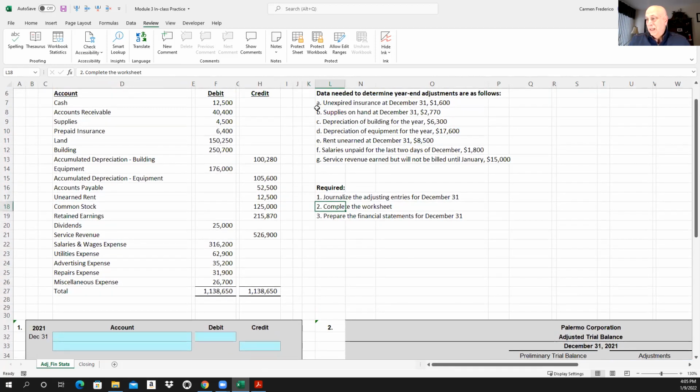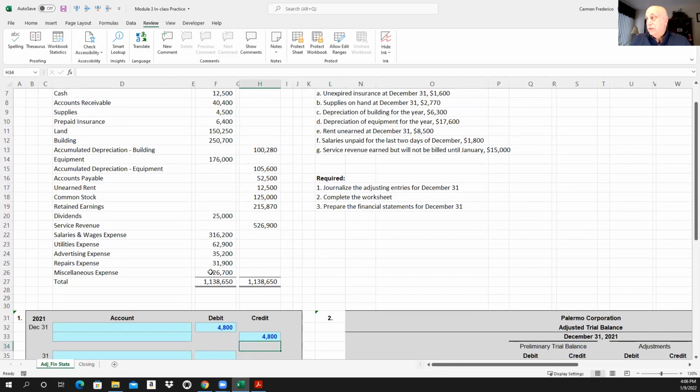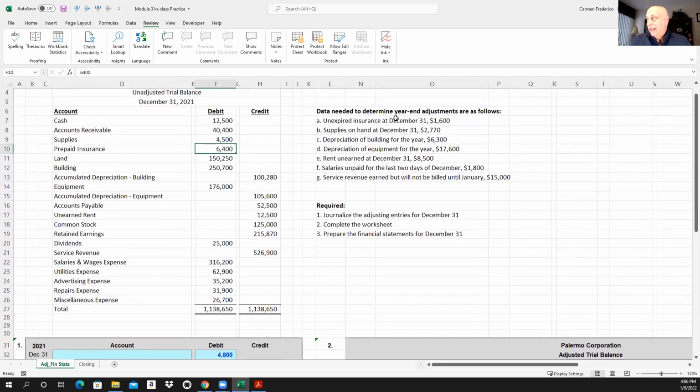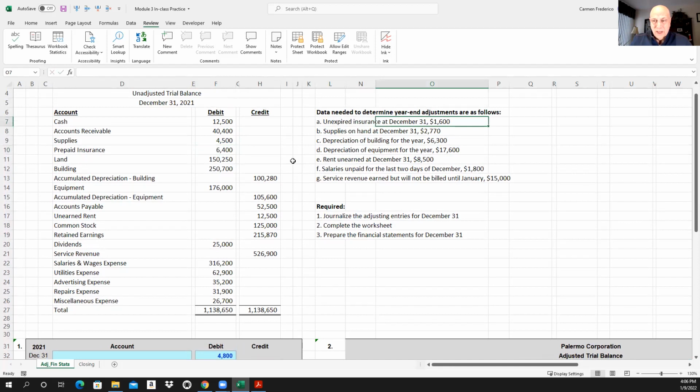So the first entry is the unexpired insurance at the end of the period is $1,600. Again, what's the process for adjustments? We look at our trial balance, it shows $6,400, and we know it has to be $1,600. So we'll make an adjustment for $4,800. Okay, $4,800. The difference between the $6,400 on our trial balance and the $1,600 that's unexpired.